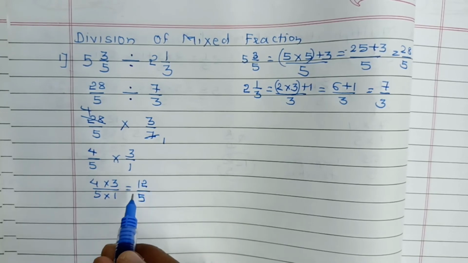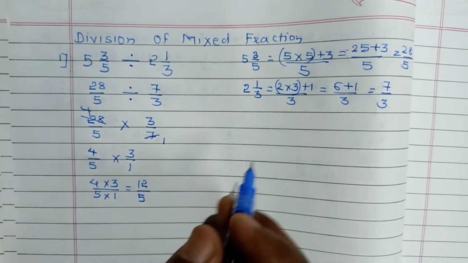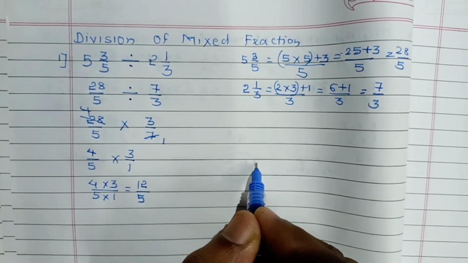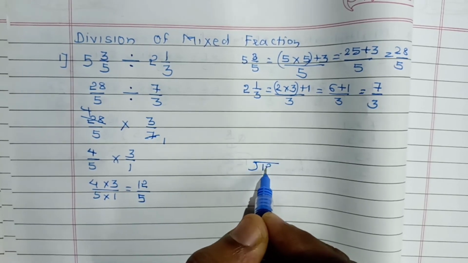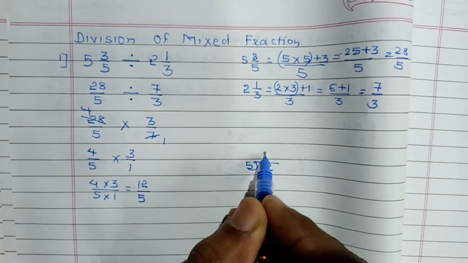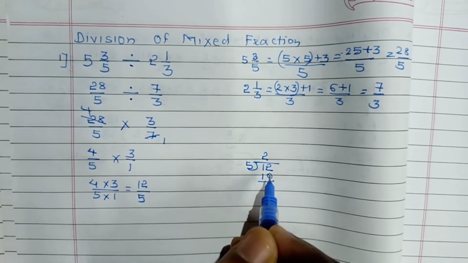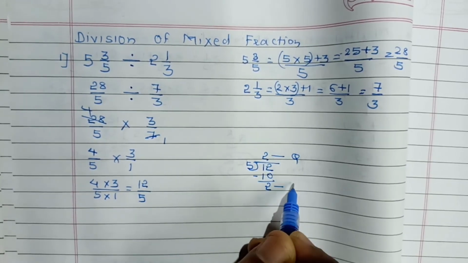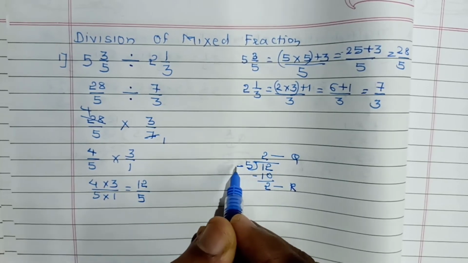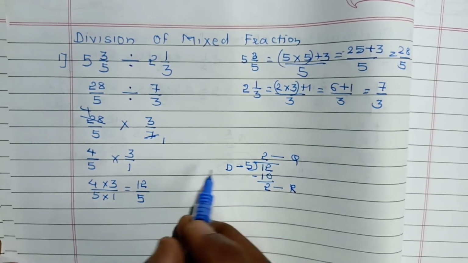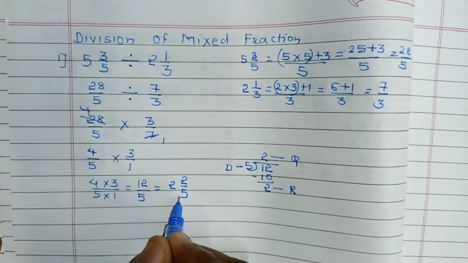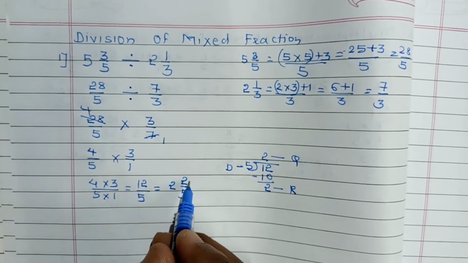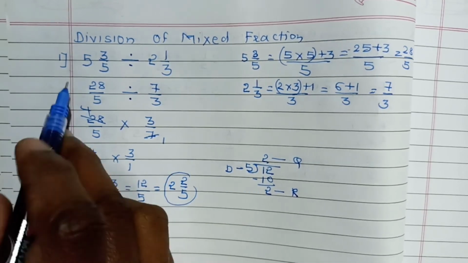So now you have to convert this into a mixed fraction. For this you have to do the division. 12 divided by 5. 5 twos are 10. If you subtract this, you will get the answer 2. So 2 is the quotient, here 2 is the remainder and this 5 is the divisor. 2 and 2 upon 5. So this is the final answer for this version.